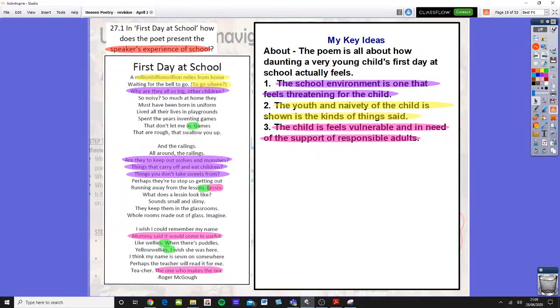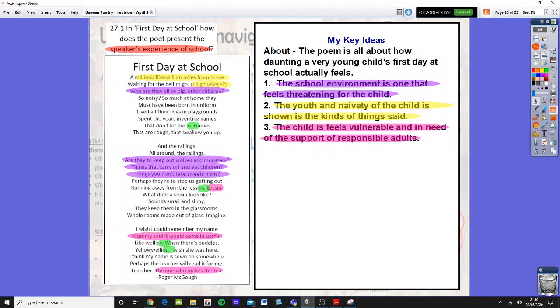Why are they all so big, other children? Are they there to keep out wolves and monsters? Things that carry off and eat children? Things you don't take sweets from? Now, all those are things that sound very horrific for a young child. And they also are, certainly the last three examples, things in childhood you could imagine parents warning children about in their bedtime stories, keeping out wolves and monsters. And they are fears that very young children might have from reading fairy stories.